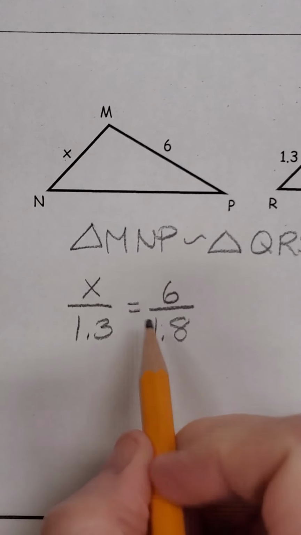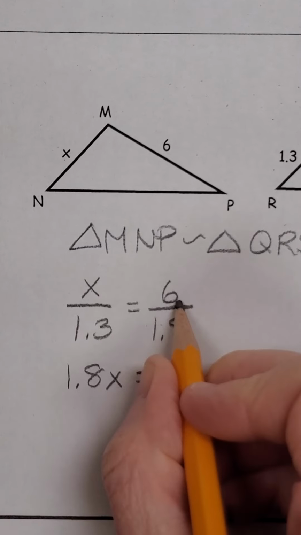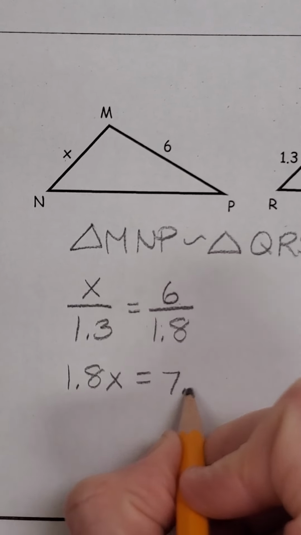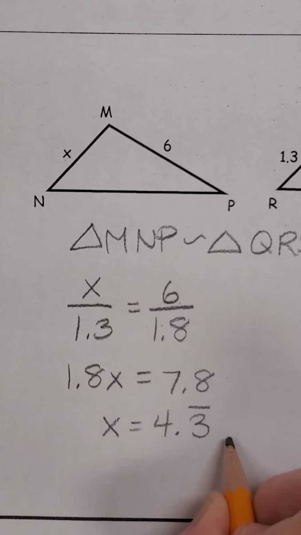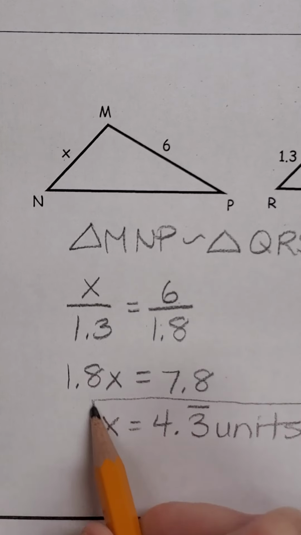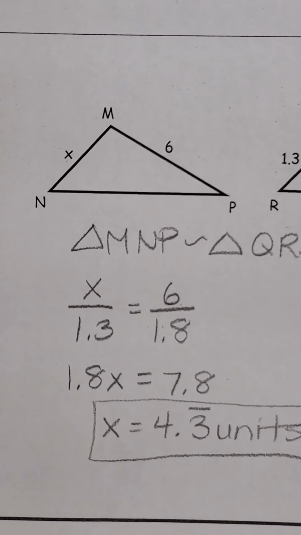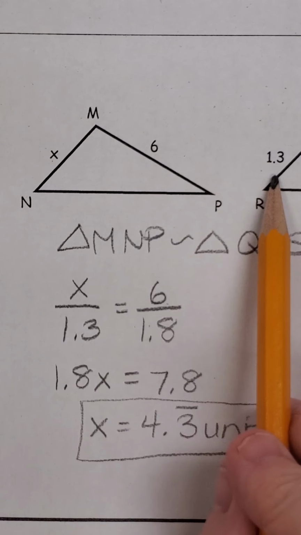We'll cross multiply. x times 1.8 is 1.8x. 6 times 1.3 is 7.8. And we get a fairly weird answer of 4.3 repeating units. We can look at that and ask ourselves, okay, is that a reasonable answer, right? Because with this 1.3, we can look at that and say, yep, that's reasonable.